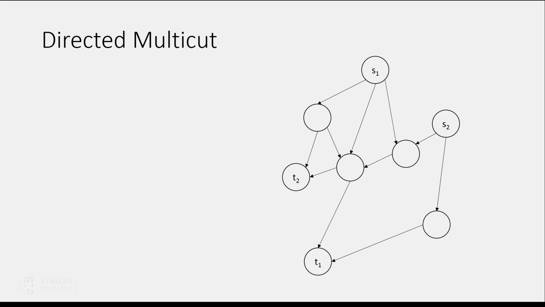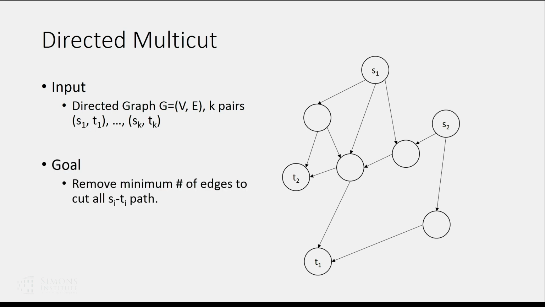Our focus will be the directed multicut problem. It's a very classical problem, and the input is very simple. We get a directed graph G and k pairs s1, t1 through sk, tk. The goal is to remove the minimum number of edges to make sure that in the graph there is no path from si to ti for every i.